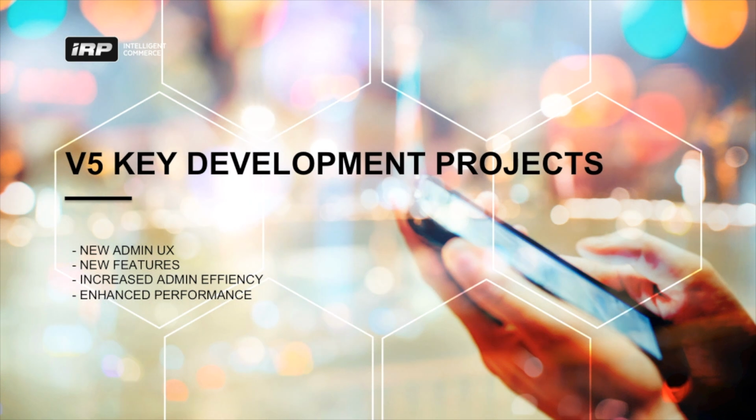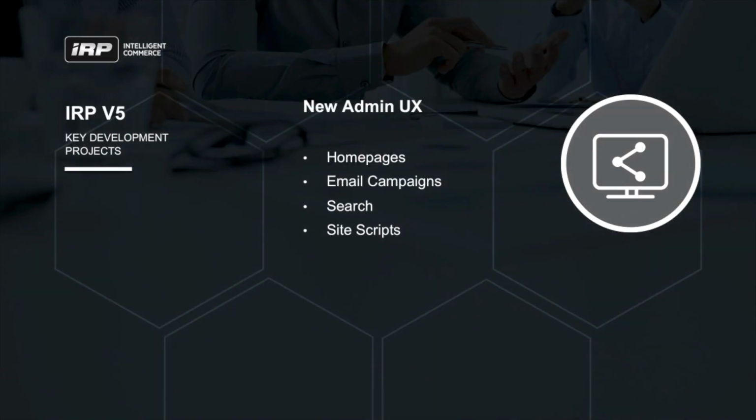The key development projects in V5 can be classified into 4 key areas: new admin UX, new admin features, improved or increased admin efficiency, and enhanced performance. As part of new admin UX, we can see the likes of completely newly designed home pages, email campaigns, search aliasing on the whole search section, and site script section. These have been redesigned to make them easier to use and easier to implement on the front end.